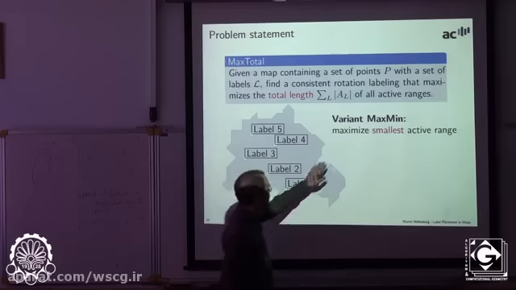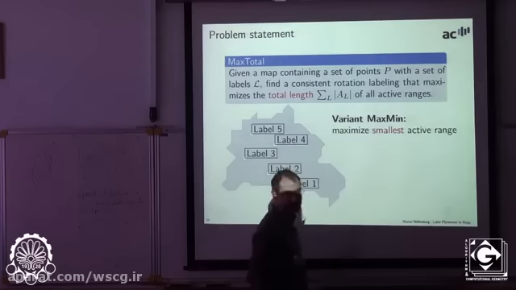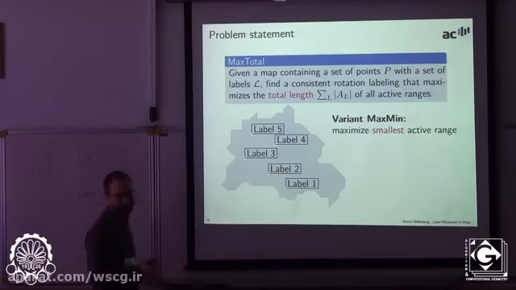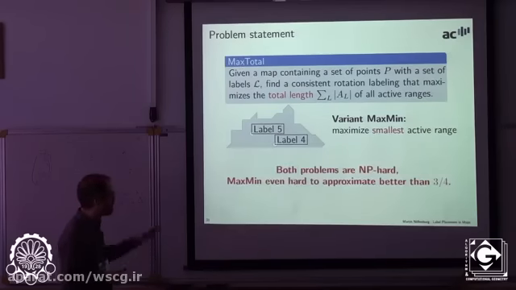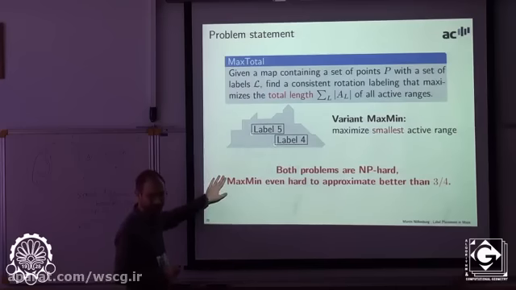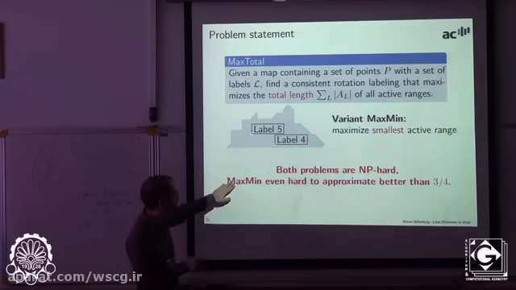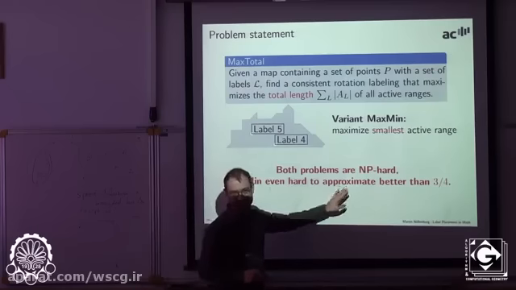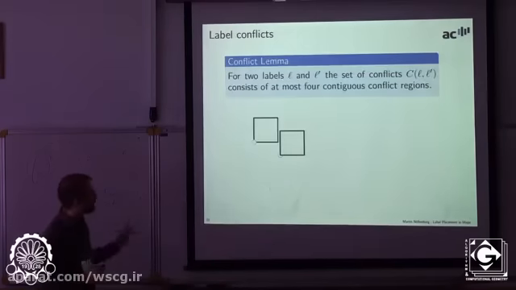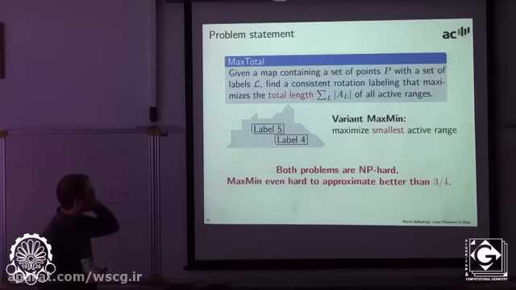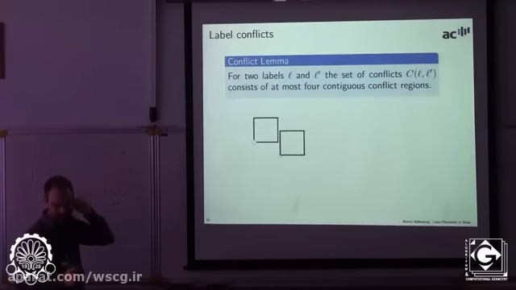One variation is that you could also try to maximize the smallest active range, so have no label that appears just for a very short time. That's a typical variation of an optimization problem. Both of these problems are hard. It's no surprise in labeling. And this max-min is even hard to approximate better than 3/4. So that's APX hardness. I will not show you the hardness proofs here because we have already seen one, but rather go directly to an algorithm for getting an approximation ratio here.